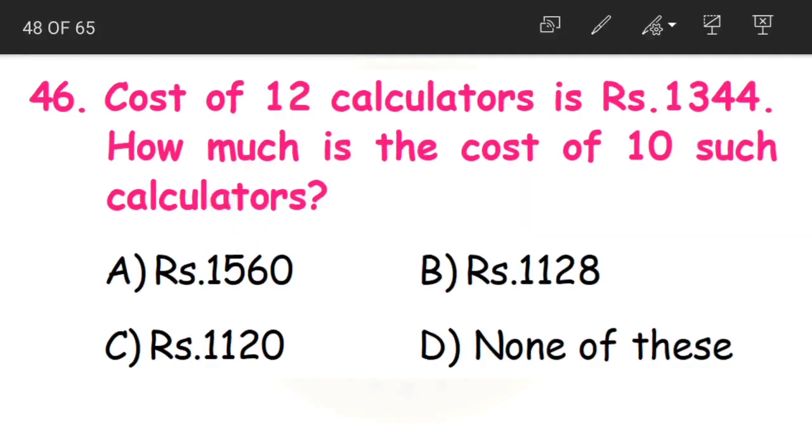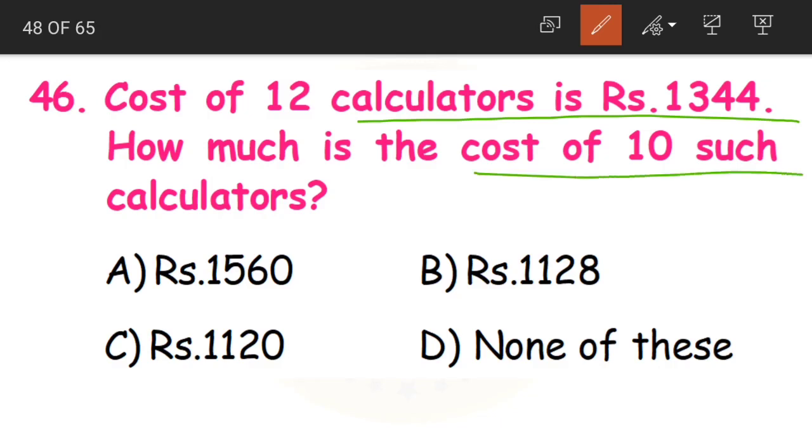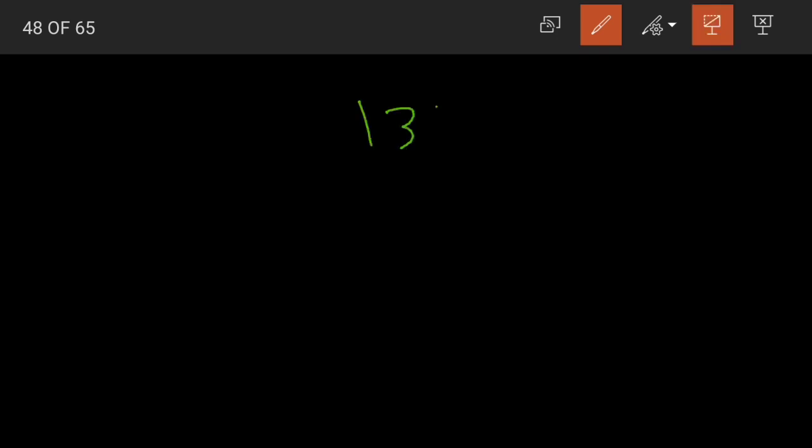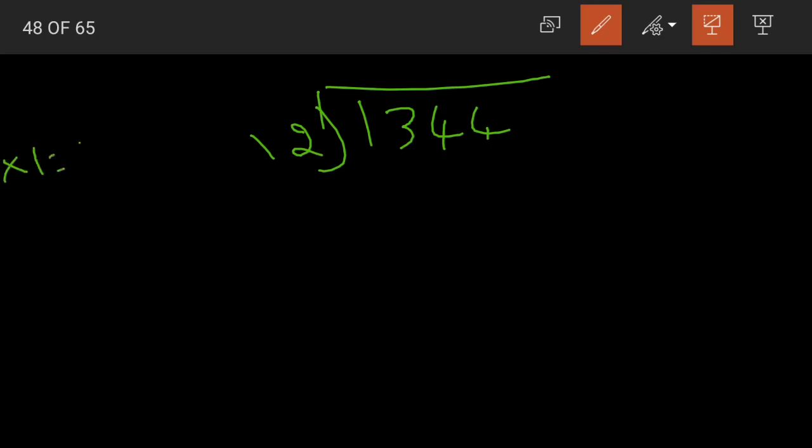Cost of 12 calculators is 1344. How much is the cost of 10 such calculators? Now how to find this out, children? First we need to find out the cost of one calculator. So how will we do that? We'll divide the cost of 12 calculators by 12.